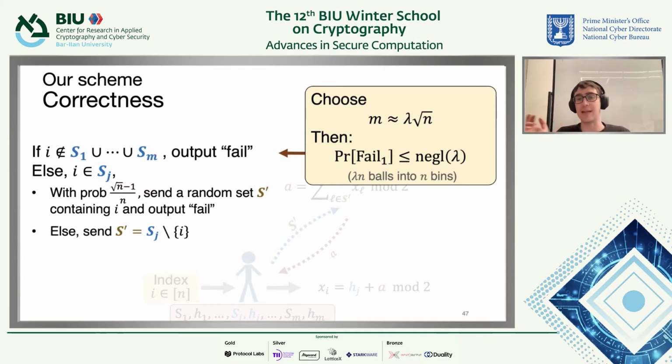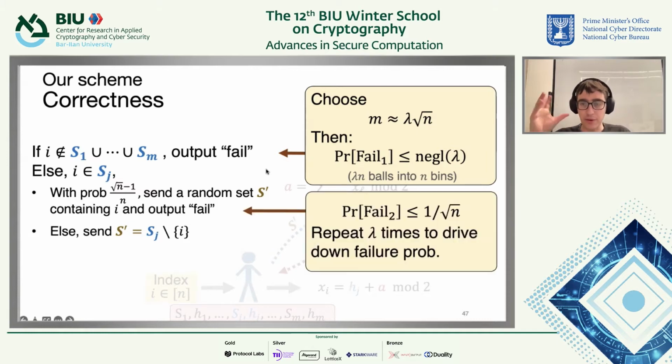Then we have the second failure event, which comes from the fact that this correctness equation that we've seen, that everything cancels out except x_i, only holds if the coin didn't come up heads and you didn't send just a random unrelated set. So this introduces a failure probability of about 1 over square root of n, which is non-negligible. So we can't live with that.